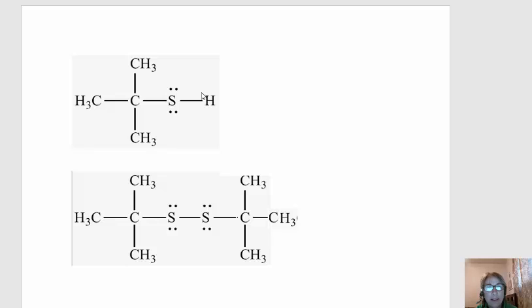So when a thiol is oxidized, this sulfur-hydrogen bond gets clipped, and that hydrogen goes to another molecule to reduce it. And what happens is the sulfur forms a bond with another thiol that has also lost its hydrogen. So then we form this disulfide bond between these two sulfurs. So if you got this right, give yourself a pat on the back.